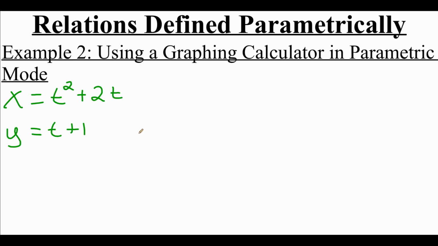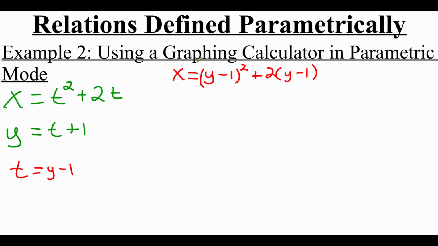Now we're going to go back to our equations here, and we're going to look at finding a relationship between x and y. So we're going to remove the parameter. On this one, because we have a lot of things happening with our x equation, I think it's actually going to be easier to solve our y equation to get t alone. So I'm going to subtract that 1 over to the other side, so I'll get t equals y minus 1.